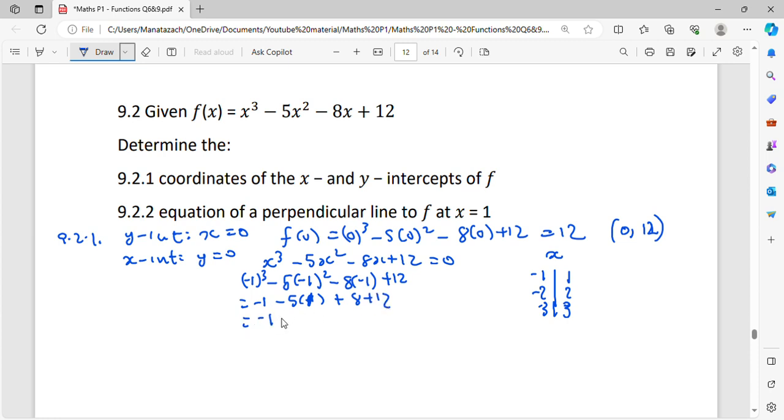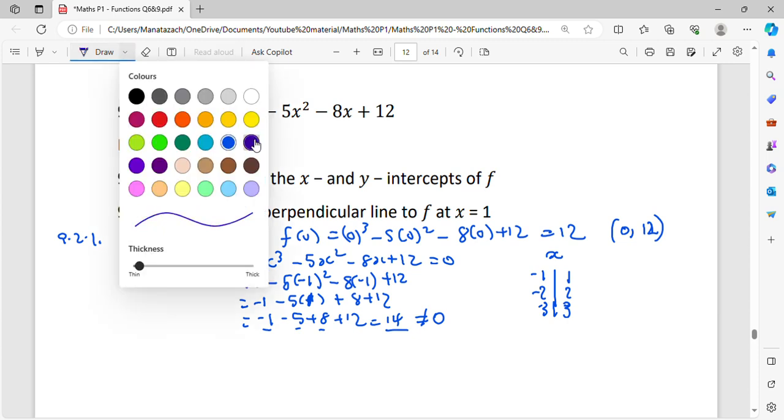Here you'll have minus 1, minus 5 plus 8 plus 12. It's not going to be 0. This is minus 6, and then it's going to be 2. It's 14, which is not 0. Therefore, minus 1 is not the factor. Let's try x is 1 and see if it works out.